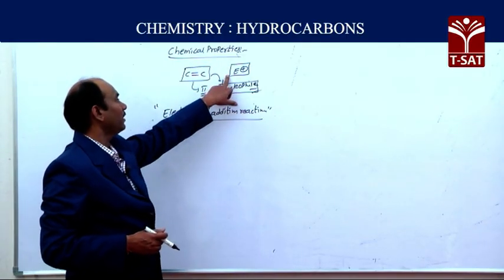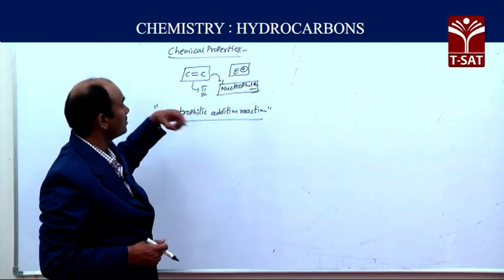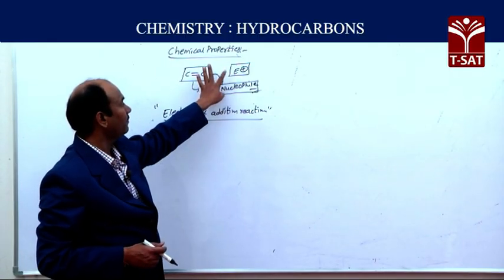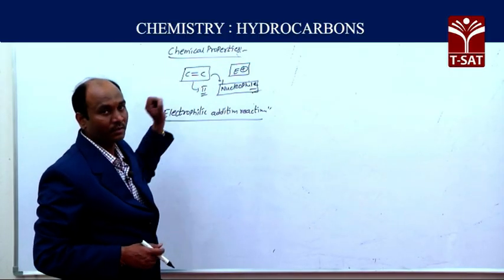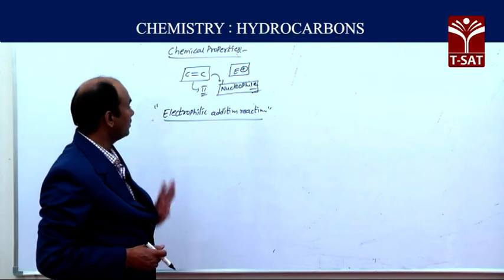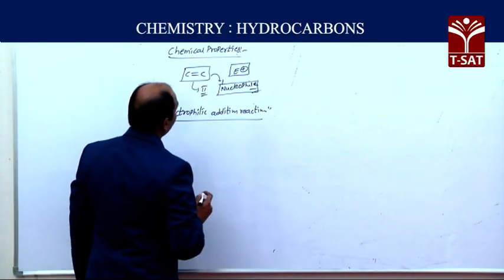An electrophile has low electron density, so where does it attack? It attacks where the electron density is more. Electrophile means the species which attacks where the electron density is more. Nucleophile means the species which attacks where the electron density is less. Okay, leave that one. First of all, this one undergoes electrophilic addition reactions.